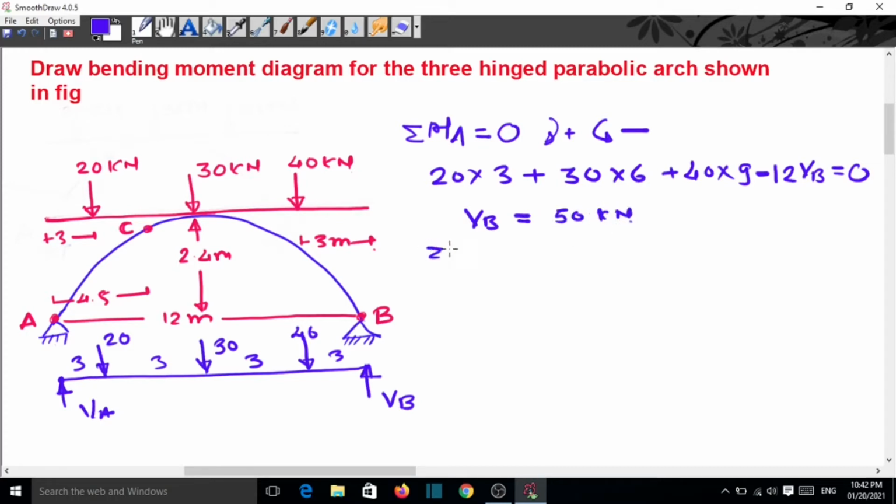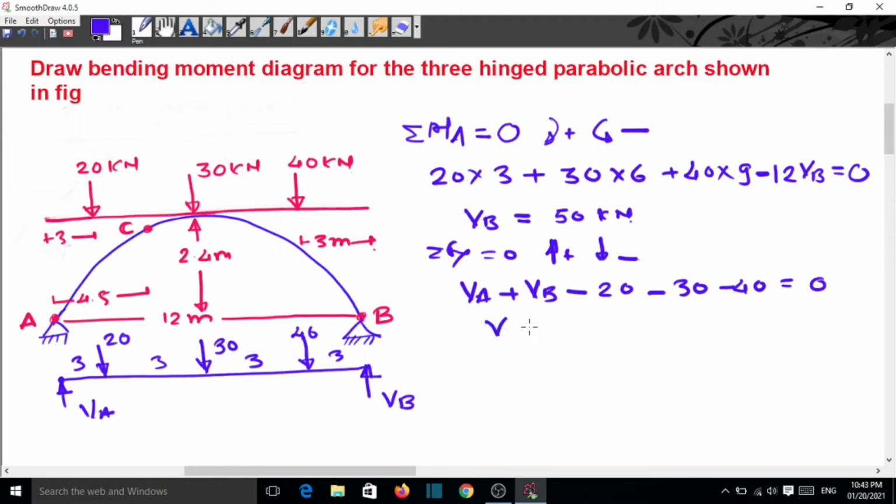Now apply the sigma Fy condition equal to 0, upward positive and downward negative. So VA plus VB minus 20 minus 30 minus 40 is equal to 0. So we got VA is equal to 40 kN. So we got the vertical reaction at A and the vertical reaction at B.